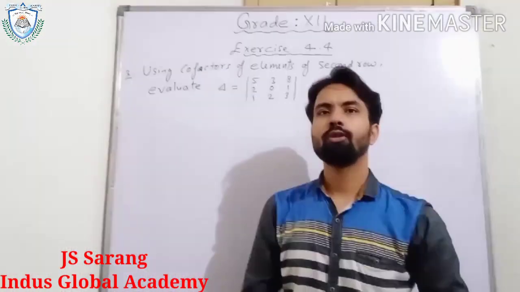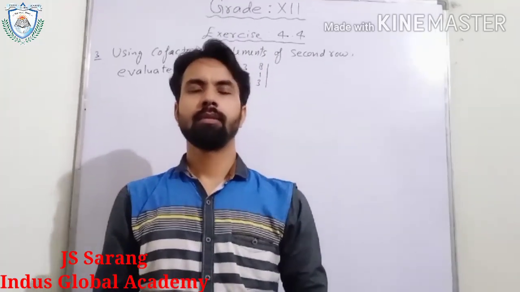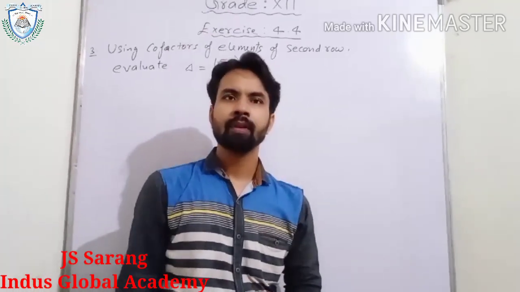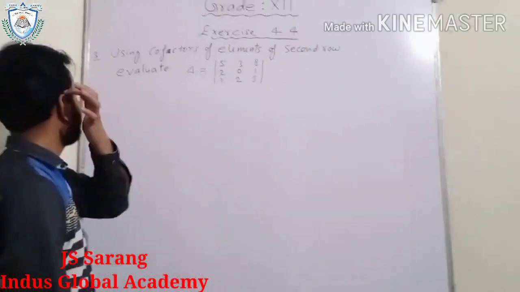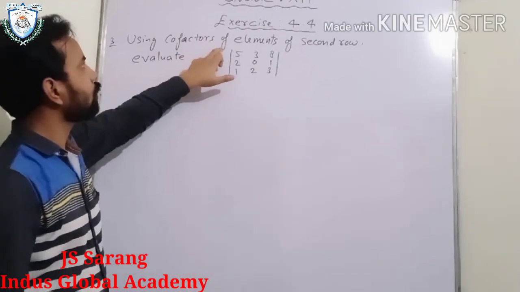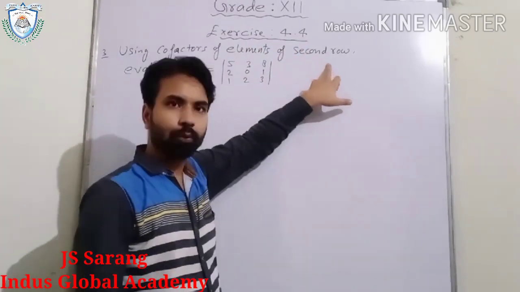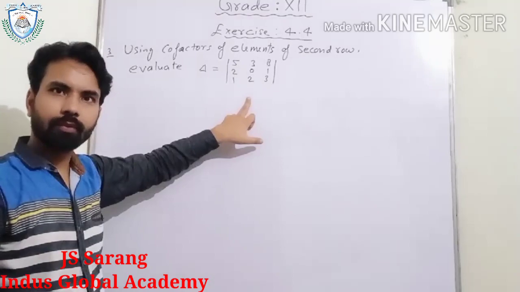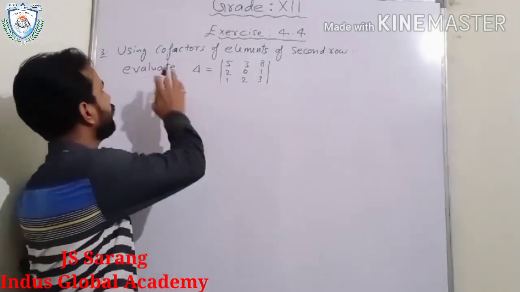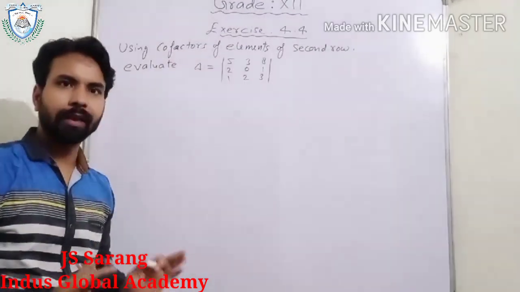Now students, question number 3, 4 and 5. All these questions are the same and I am explaining question number 3. Clear? So question number 3 is here. Using cofactors of elements of the second row, evaluate the value of this determinant. Clear? So here we have to use the cofactors of elements.